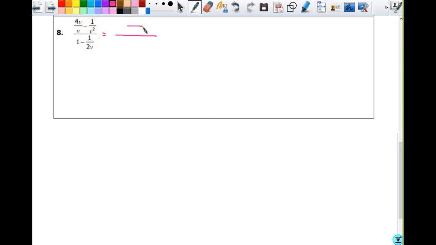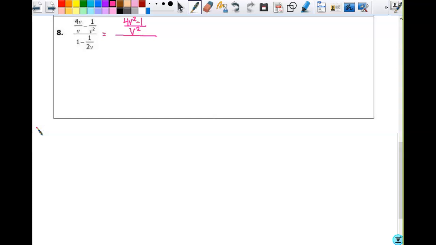And the common denominator for the numerator would be what? V squared. Very good. So if it's v squared, that means this fraction gets multiplied by v over v. So that would be 4v squared, and then minus, this one's fine, so this is minus 1. So that's the fraction in the numerator. Everybody okay with where everything came from?